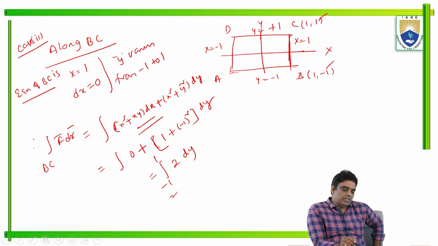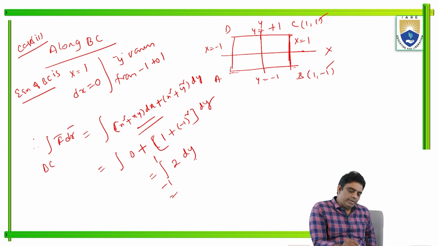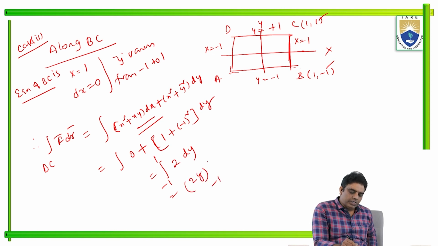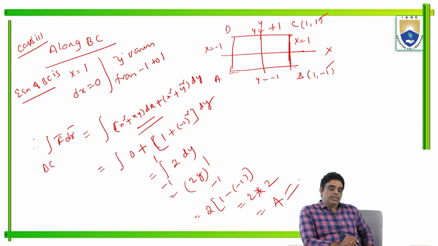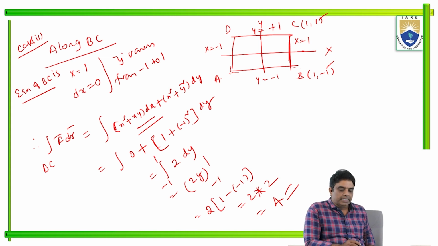So all the functions are changed in terms of y, and you get 2 into y between minus 1 and plus 1. So upper limit 2 times 1 minus of minus 1, that is 2 plus 2. This is 2 into 2, which is equal to 4. This is the required line integral along BC.